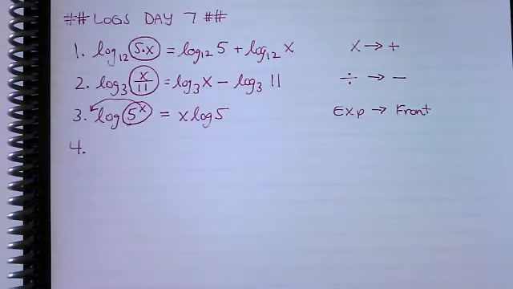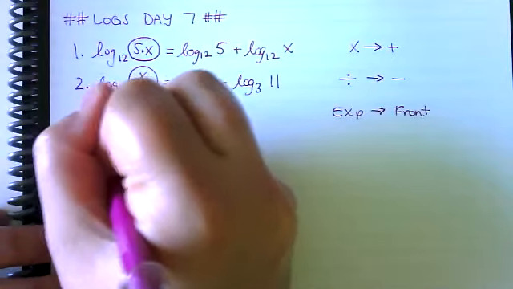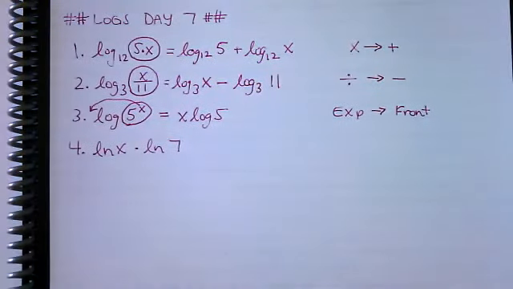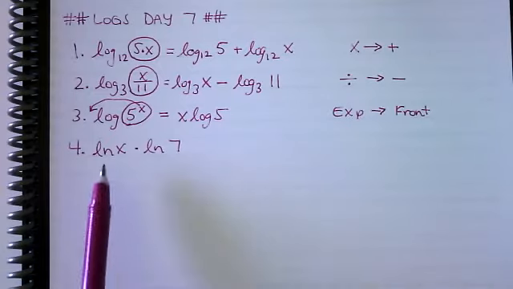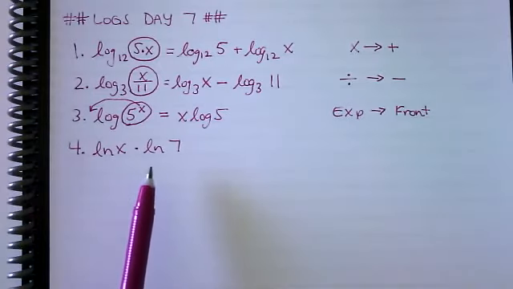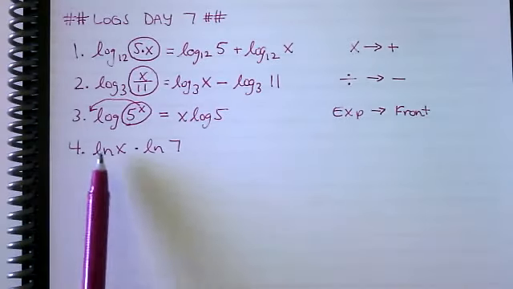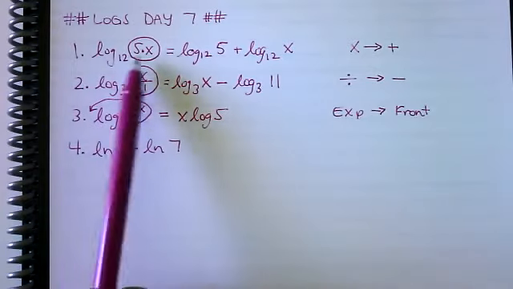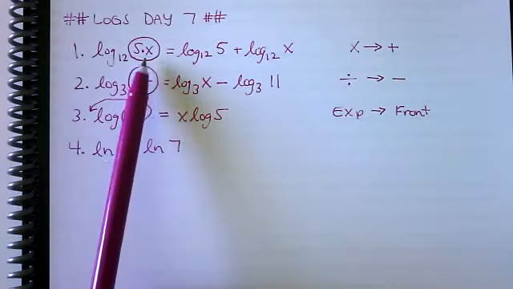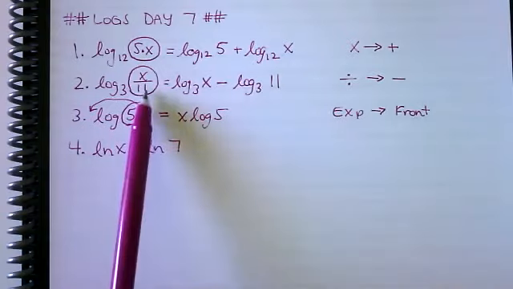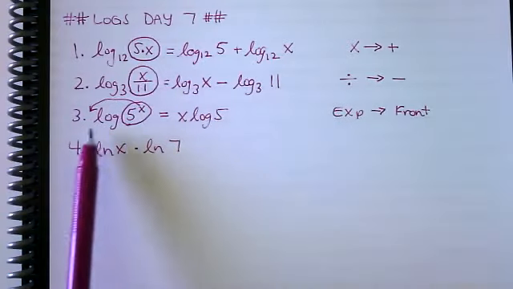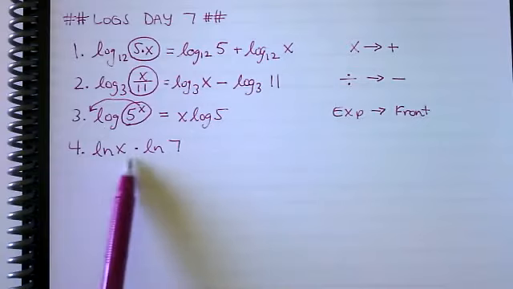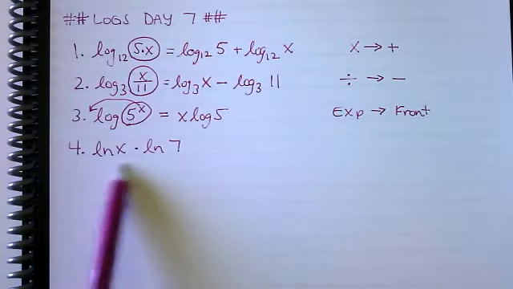Question number 4. I have the natural log of x times the natural log of 7. For this question, remember we're expanding. There are already 2 logs here. When you're expanding, you're doing each log individually. This was 1 log and I expanded it into 2. This was 1 log, I expanded it into 2. This was 1 log and I moved the exponent to the front. So just look at each log individually. I don't look at this all together.